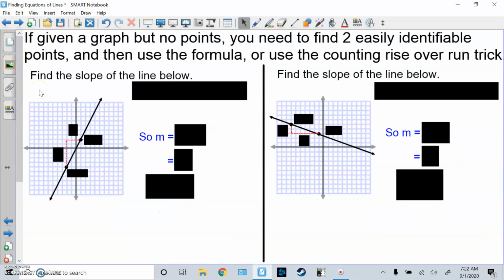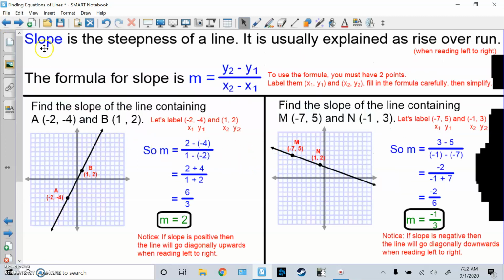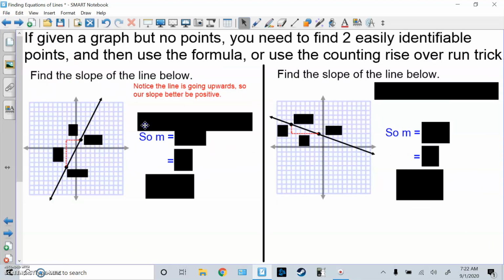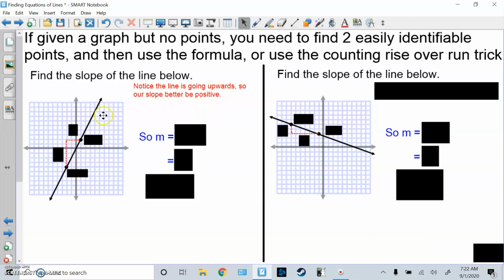All right, if given a graph but no points, you need to find 2 easily identifiable points and then use a formula. Or you can use a counting rise over run trick. So find the slope of the line below. And I actually use the same graph from the last problem, so it shows the exact same slopes. So 2 and -1/3. All right, so first, notice that the line is going upwards. That means our slope has to be positive. It's going uphill.